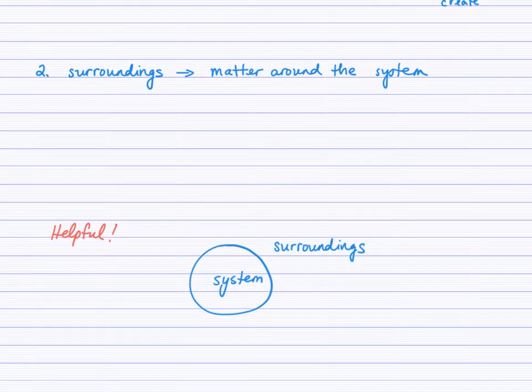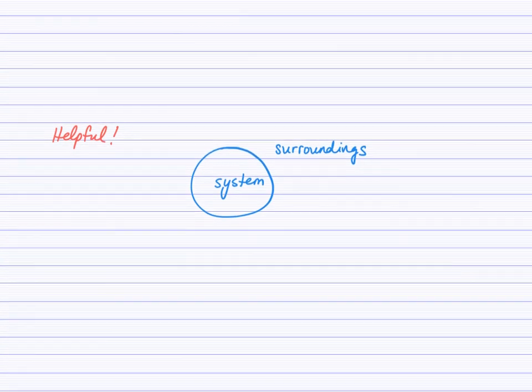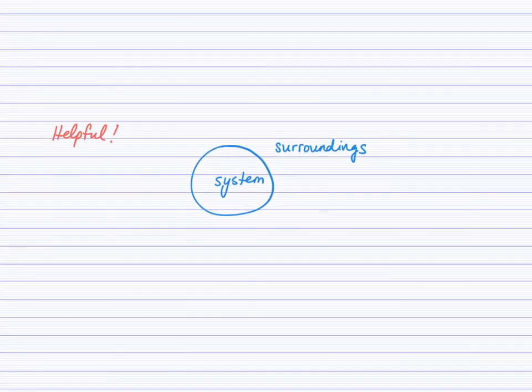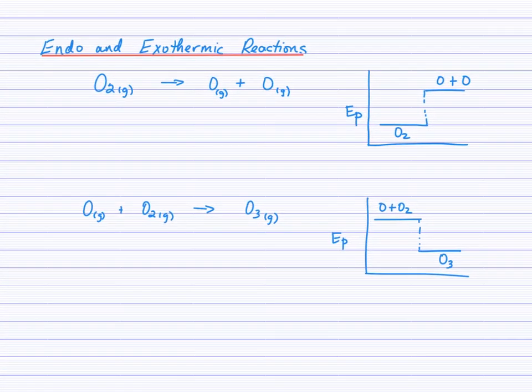Okay. Moving on, it will be helpful to think about this diagram right here. So having the system inside a circle and the surroundings. And we're going to be imagining situations where energy will overall leave the system. And we will also have situations where energy as a net change is going to be entering the system. So we'll see both types of reactions. Okay, so endothermic and exothermic reactions. This is the last component of the video.